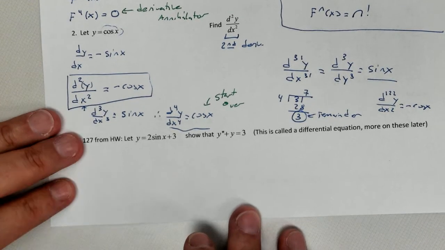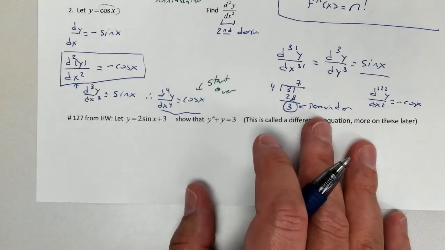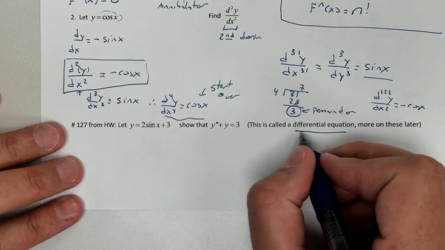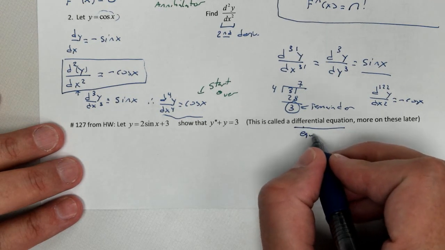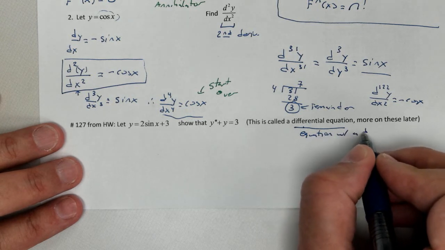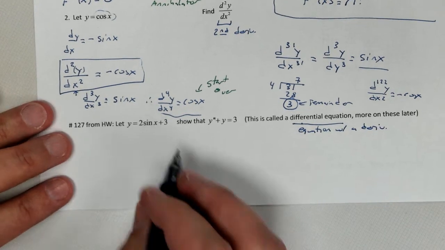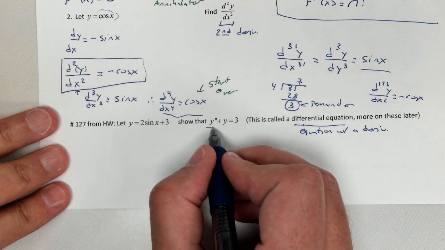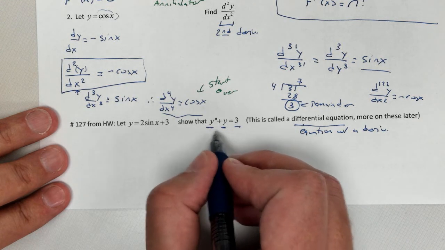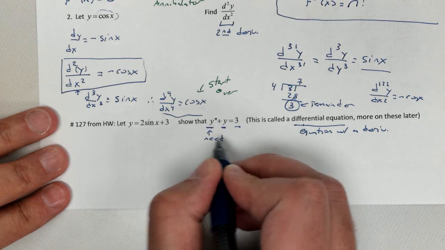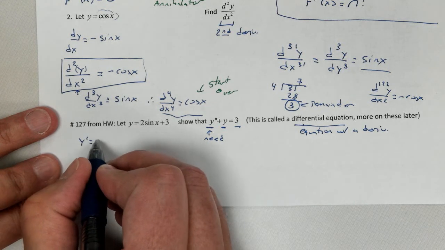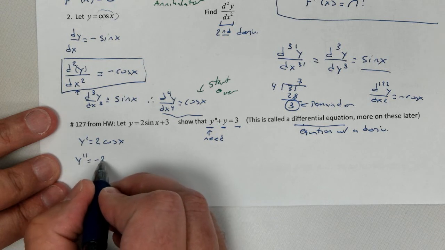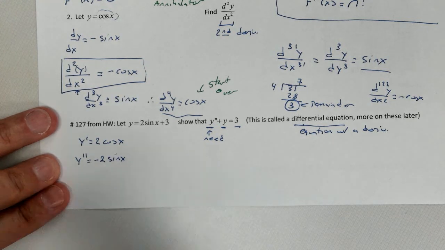So this is number 127 from your homework for tonight, just an application of it. And this is what we call a differential equation. Real simple, a differential equation is any equation with a derivative. So if y is equal to 2 sine x plus 3, we want to show that the second derivative plus the function is 3. So I need the second derivative. The first derivative is easy: 2 cosine of x. My second derivative, negative 2 sine of x.